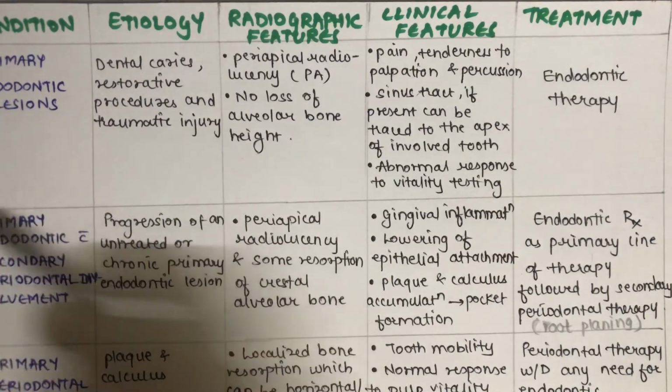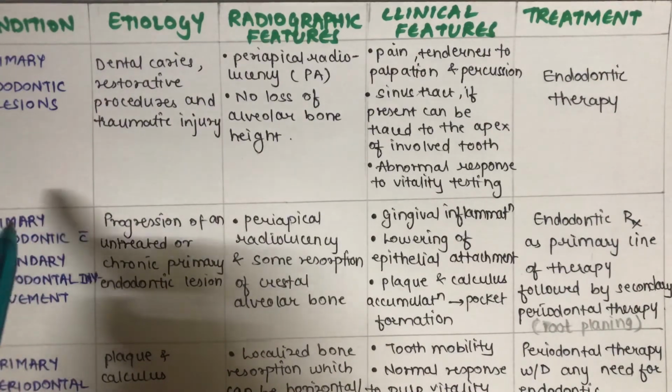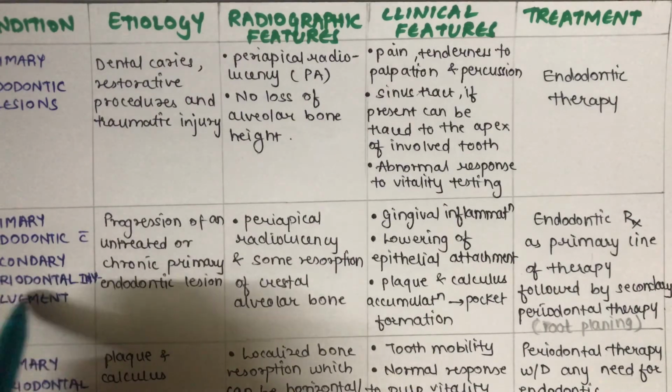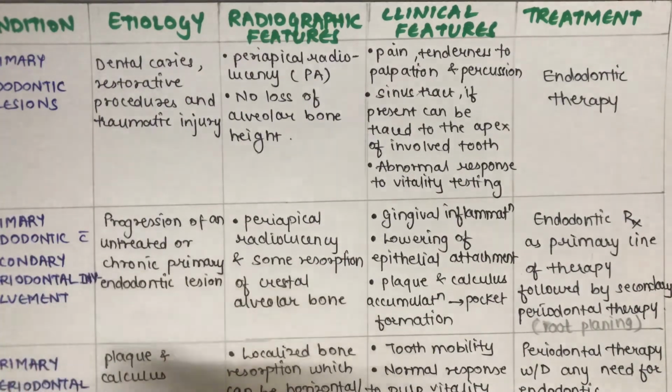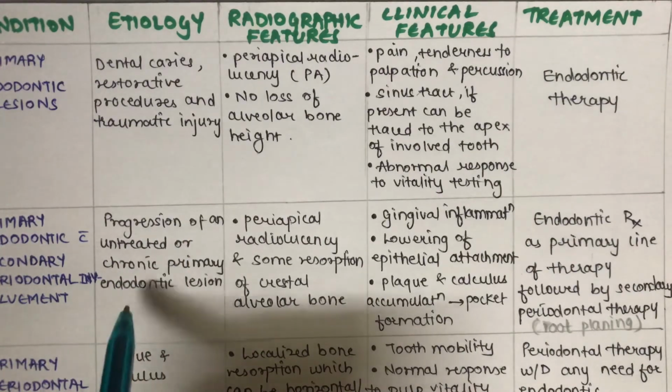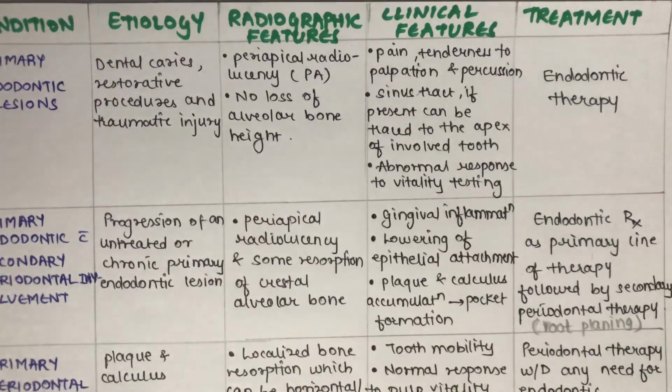So the next lesion is a primary endodontic lesion with secondary periodontal involvement. Now this is an endodontic lesion first, and because of that endodontic lesion, a periodontal involvement is caused secondarily. So in this there is progression of the untreated or chronic primary endodontic lesion. If your endodontic lesion is not treated and is left for a very long time, that means it has progressed. So that inflammation or infection progresses to the periodontium, and because of that the periodontal ligament and the periodontal structures are also secondarily involved.